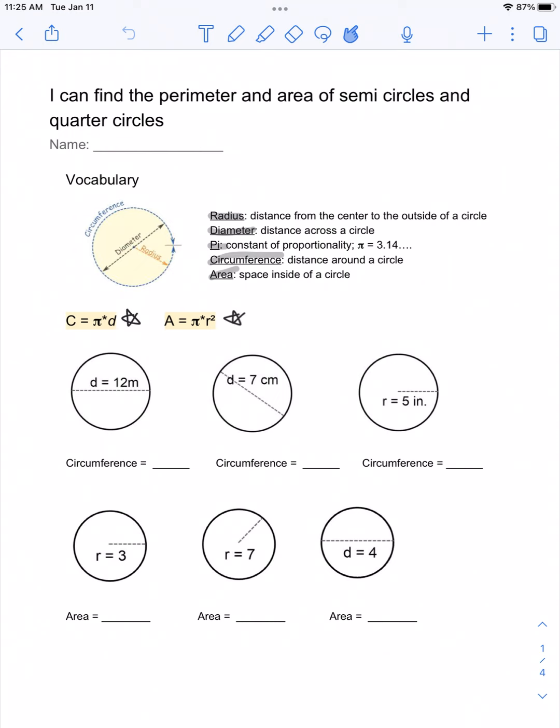All right, so let's review some full circles a little bit. See if you can find the circumference of the 3 circles below. Let's pause the video while you find those.